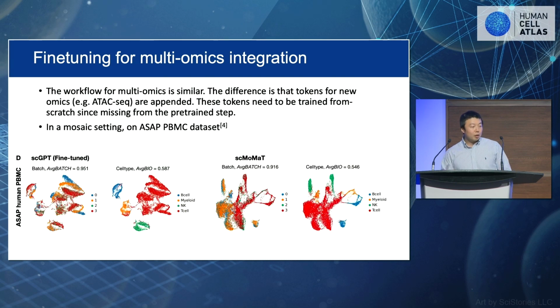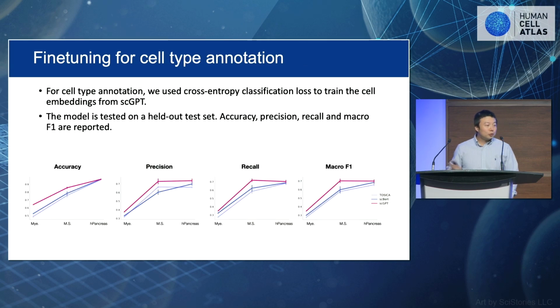And similarly, we did fine-tuning for mosaic integration, in which you don't have paired RNA-seq and ATAC-seq. Again, we compare with the best approach on this particular task, and we find that scGPT can outperform the specialist approach. And then we move to cell type annotation. Specifically, we take 3 data sets and we report multiple metrics. You will find that scGPT consistently outperforms the specialist state-of-the-art in cell type assignment.